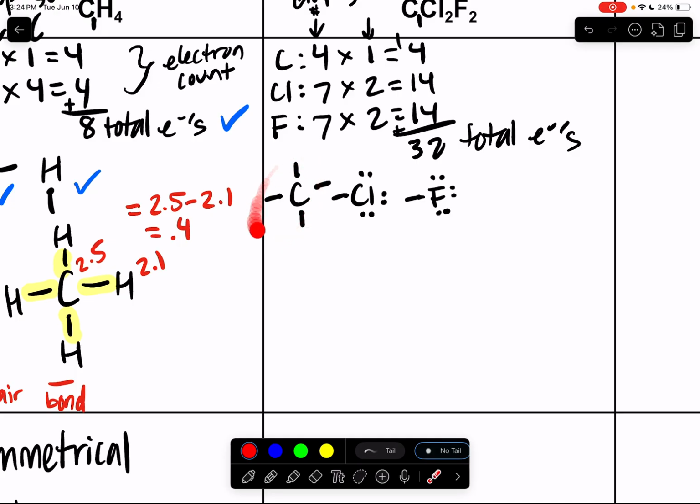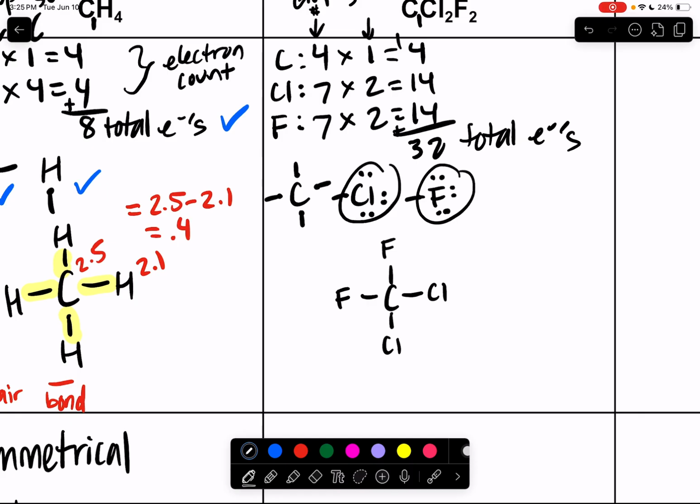So this atom is going to go in the center, and then the other atoms, I'm going to start to place them on the outside. And then I'm also going to make sure I draw in their lone pairs of electrons.